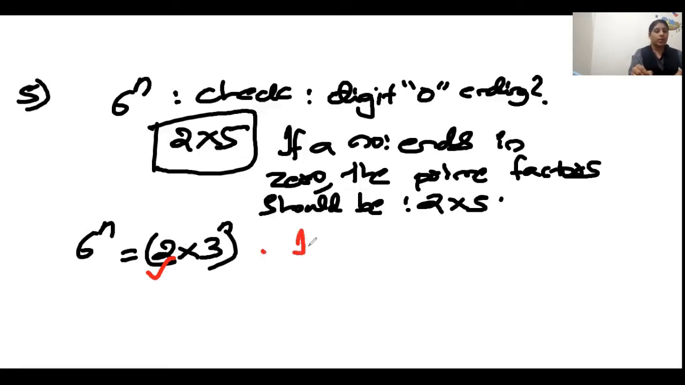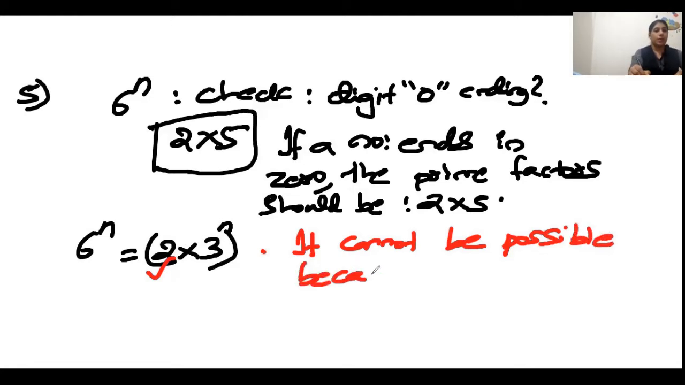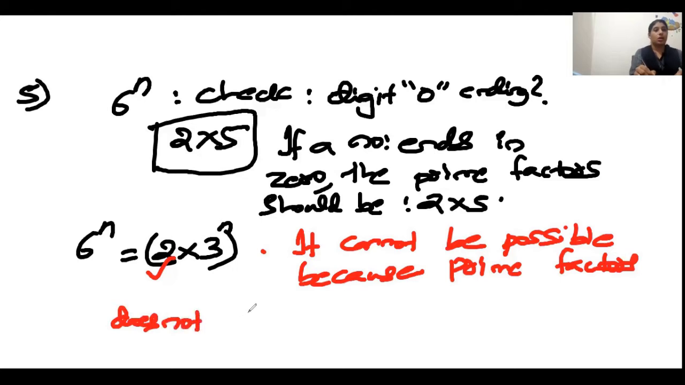So definitely it is not possible. You have to write: it cannot be possible because the prime factors do not contain the 2 into 5 factor. That is the statement you have to write.